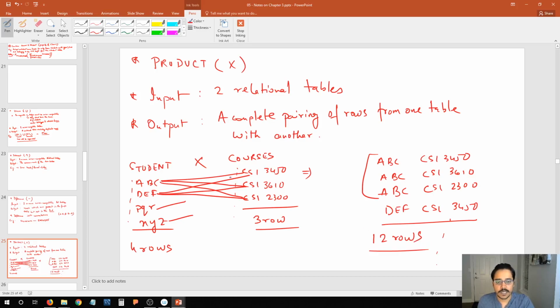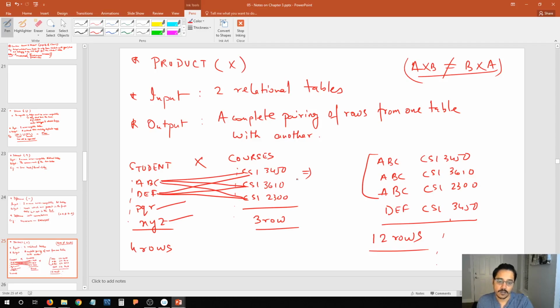But again, remember that product is not commutative either. So that means if you do A cross B, it is not going to give you the same result as B cross A, because it is a Cartesian cross product and not a straightforward product, right? So the overall output, if you do courses product student, will still be 12 rows, right? However, the nature of the rows will be different. You will have CSI 3450 and ABC as the first row, then DEF, PQR, XYZ, and then you will have CSI 3610, so on and so forth.